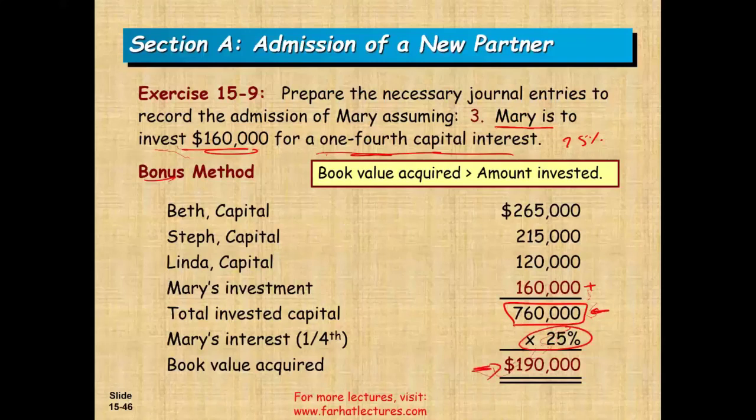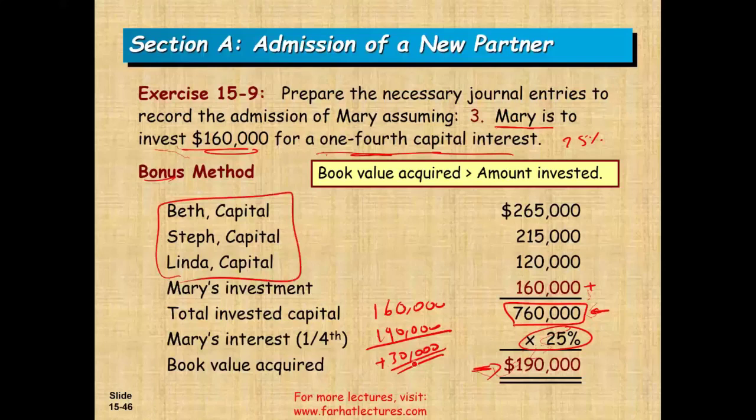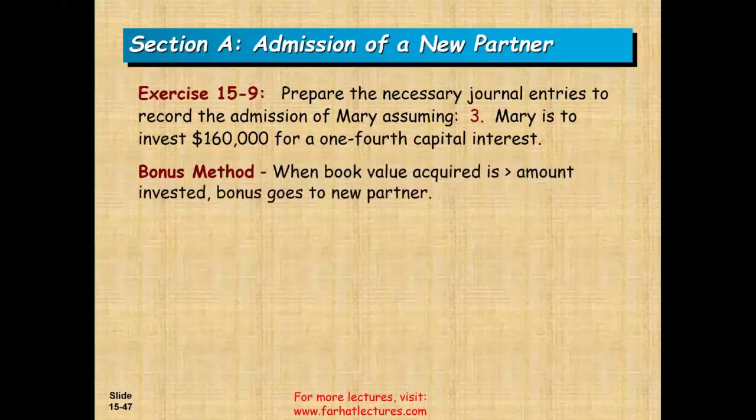Here we are desperate for Mary. We want Mary to join the partnership. So Mary paid 160 in cash. Mary received 190 in capital. So Mary received a $30,000 bonus capital. So who's going to pay for that bonus? Not pay. Who's going to give up their capital accounts? Well, the other 3. The other 3 will have to give up a total of 30,000 in relationship to their current ownership, 40, 40, and 20.